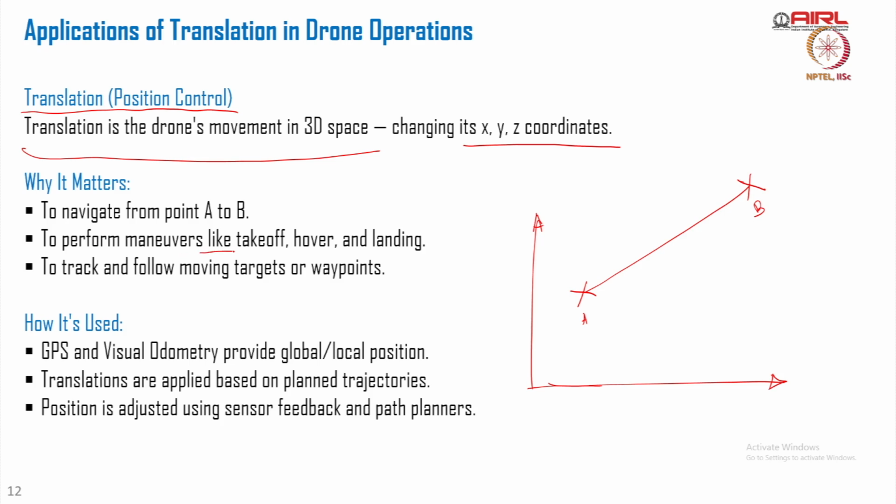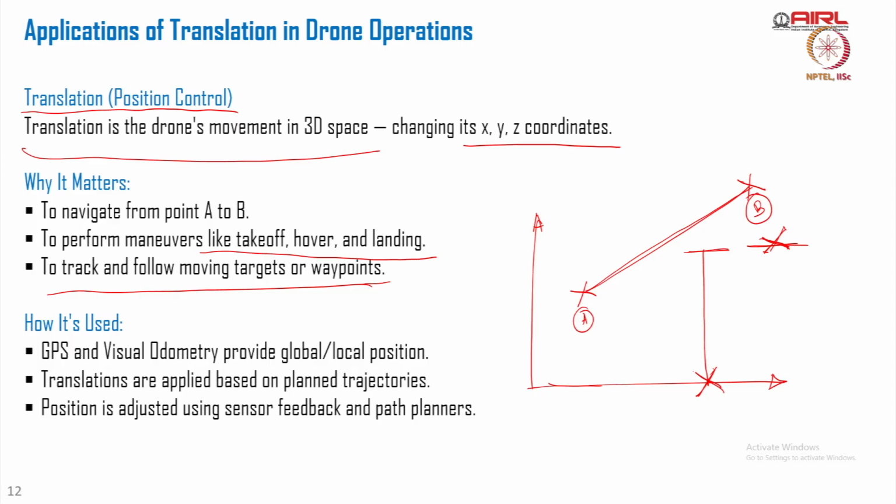To perform maneuvers like takeoff, hover and landing: see, the drone is here, which is now in a landing position, and from there it wants to go to a certain height, it wants to take off. For that also, what you need is translation. To hover at a particular height, just maintaining the position, translation can be useful. To track and follow moving targets or waypoints, for that also, see, if the waypoint is at A and there is another waypoint B and the drone needs to travel, then translation will be useful.